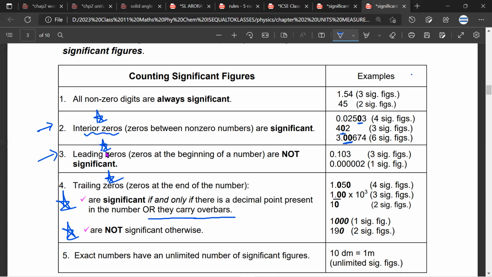Leading zeros would be zeros on the left of a non-zero number. Are we clear, Avantika? Yeah. Zeros at the beginning of a number means you take the first non-zero number and look at the left. All the zeros there would be leading zeros. Are we clear? Yeah. And leading zeros are not significant. Again, a simple rule. Are we clear?